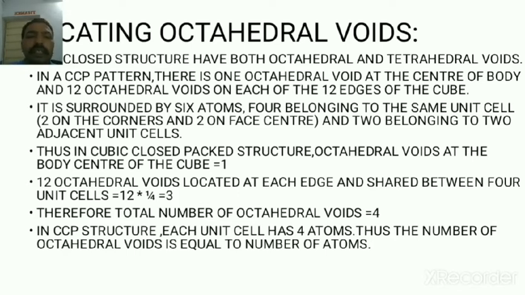In FCC, the number of atoms per unit cell is also 4. This confirms that in CCP or FCC structure, each unit cell has 4 atoms. Thus, the number of octahedral voids is equal to the number of atoms.